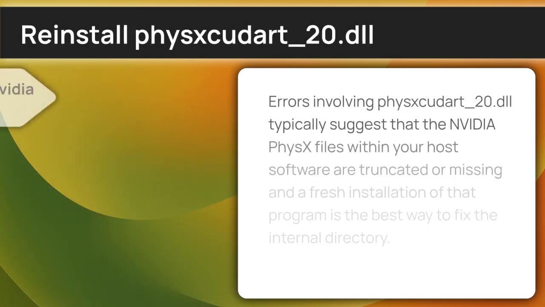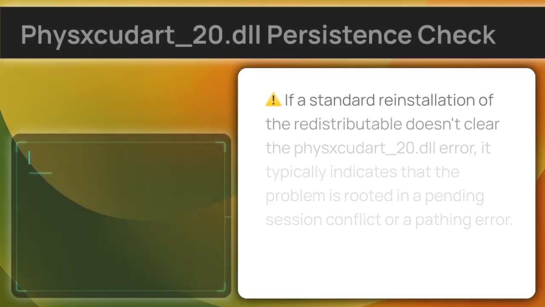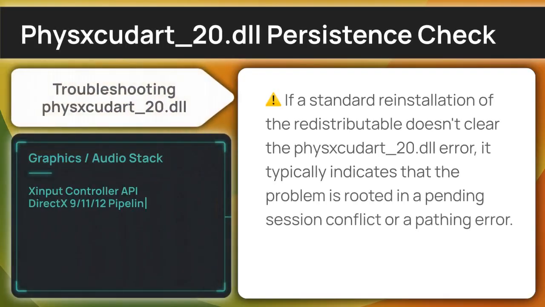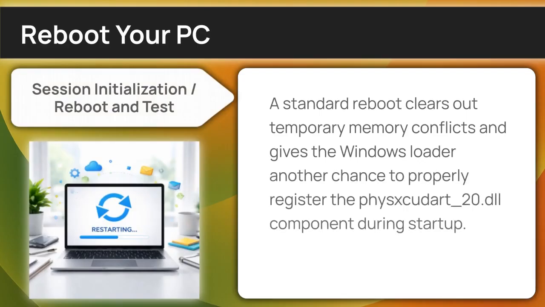Errors involving PhysX CUDA Runtime 20 DLL typically suggest that the NVIDIA PhysX files within your host software are truncated or missing, and a fresh installation of that program is the best way to fix the internal directory. Should the reinstallation fall short, the next step in our protocol is to validate the integrity of your system's startup environment. If your system has been running for an extended period, a reboot might be necessary to resync your background processes and clear any temporary locks on the PhysX CUDA Runtime 20 file.